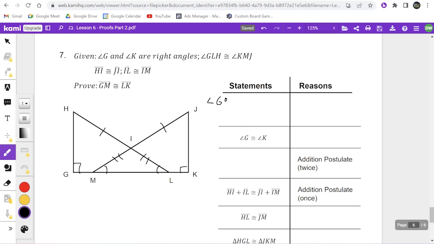Angle G and angle K are right angles. I know that GLH is congruent to angle KMJ. I know that HI is congruent to JI. And finally, I know IL is congruent to IM. And all of that is because of the given. You'll notice my handwriting is terrible. I know, but whatever. This is good.